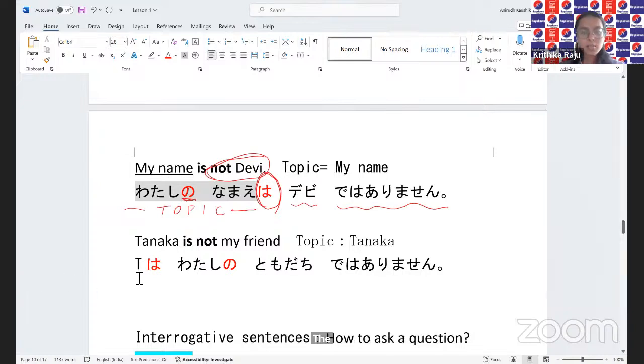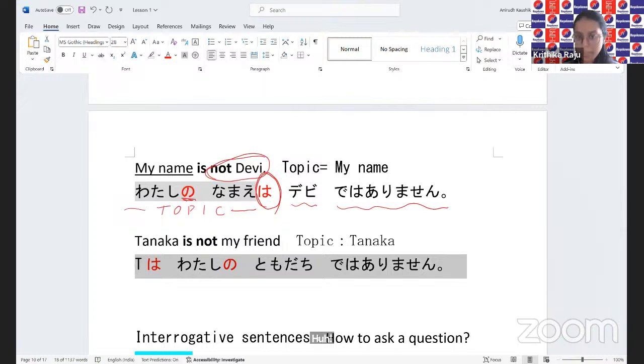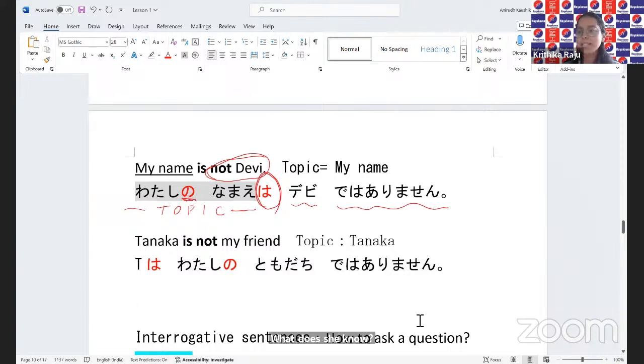So here, what will the sentence be now? As for Tanaka, she is not my friend. Your sentence will begin with the topic Tanaka-san wa. I have not expanded on the name, it doesn't matter. Tanaka-san wa watashi no tomodachi dewa arimasen. Okay, so that is how you make a negative sentence. The important thing is it ends with dewa arimasen.